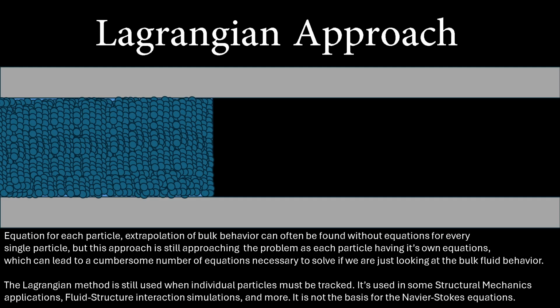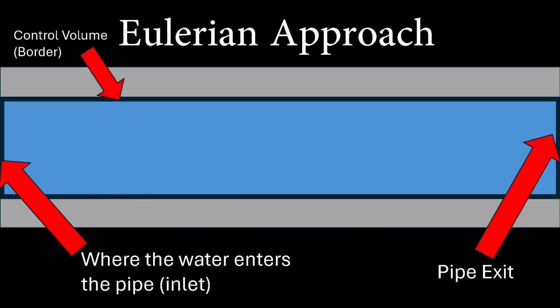On the other hand, drawing a control volume whose boundaries cover the inlet and exit of the pipe and only analyzing the properties at the boundaries through the Eulerian approach gives us the bulk fluid behavior through the computed property changes across the control volume, which is an often much simpler analysis.